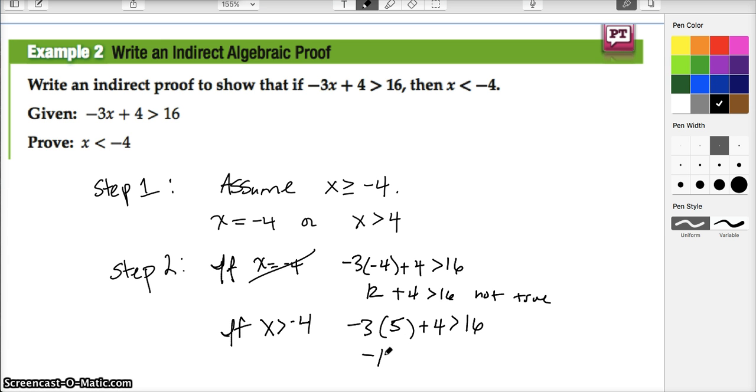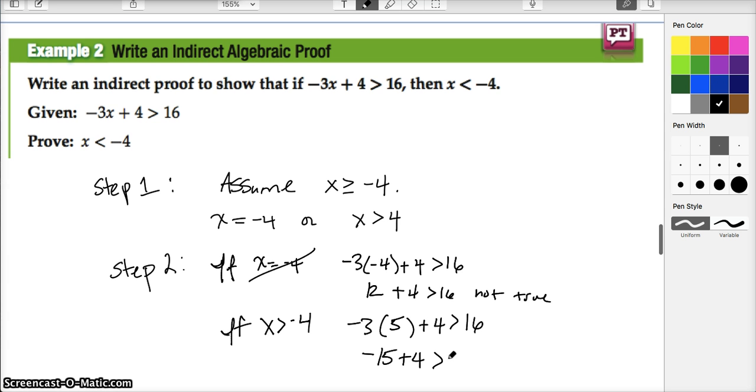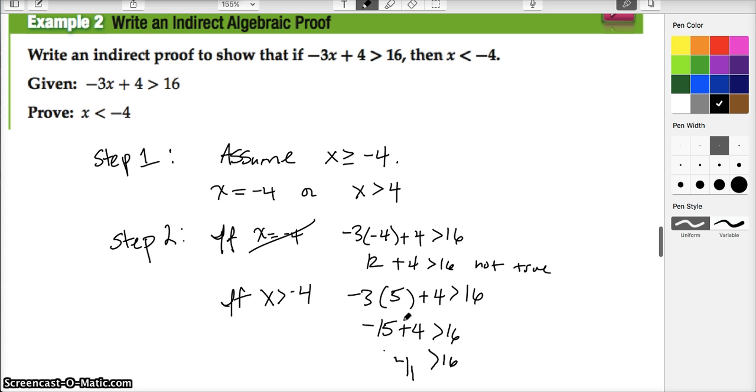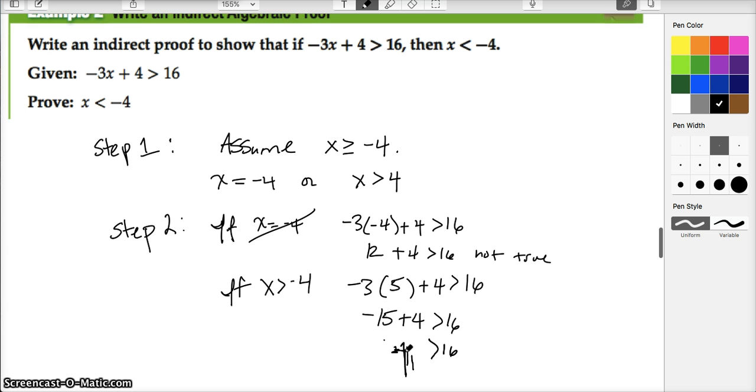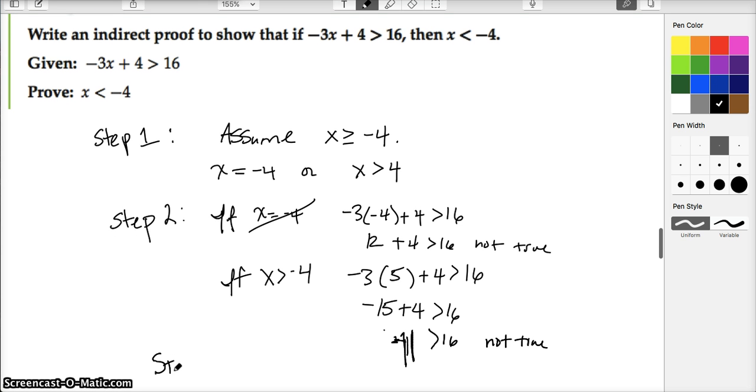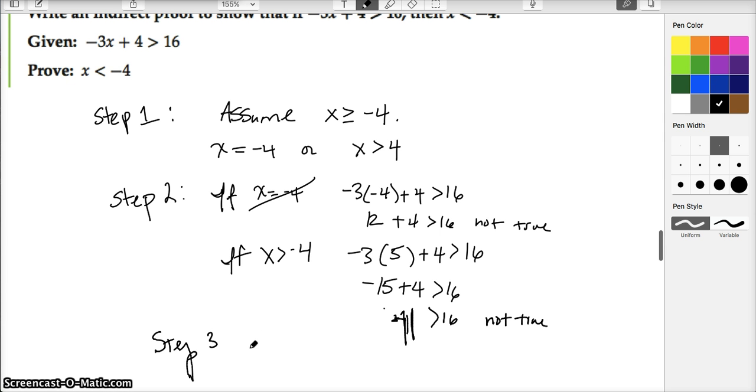I get negative 15 plus 4 is greater than 16, and when I do that, I end up with negative 11, and negative 11 is clearly not greater than 16. I can continue to put a bunch of numbers in here that satisfy x being greater than negative 4, and I'll see that it does not work. So this is also not true, and therefore, step 3, we assert that x has to be less than negative 4, given that circumstance.